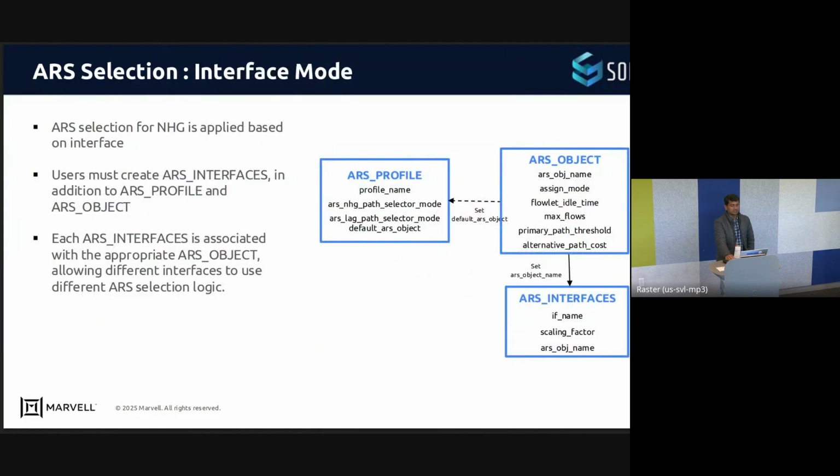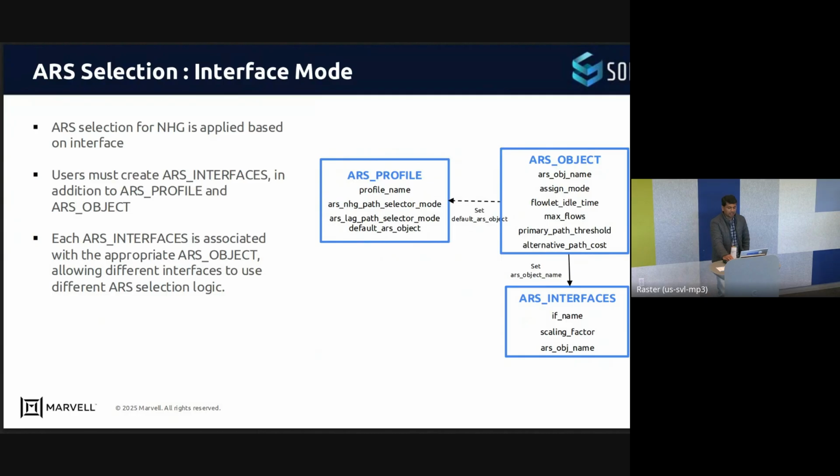The next one is the interface mode. The user can enable the ARS on a particular interface also, no need to be global, but it can be enabled on selected interfaces as well. In that case, the user has to program the ARS interface table along with the object and the profile.